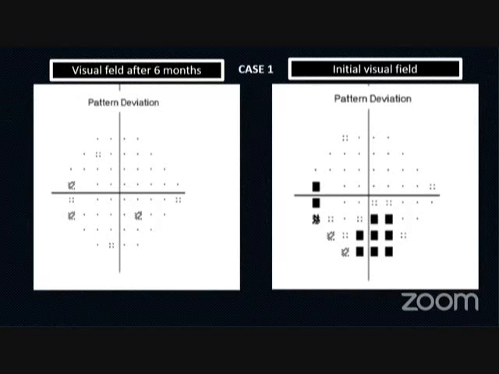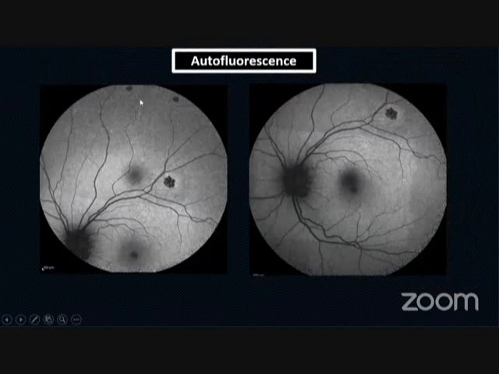But the patient was still complaining, which was very awkward because everything seemed quite normal, and MEWDS is a self-limiting condition. So another autofluorescence actually showed that this patient was starting to develop lesions, which is quite unusual for MEWDS.